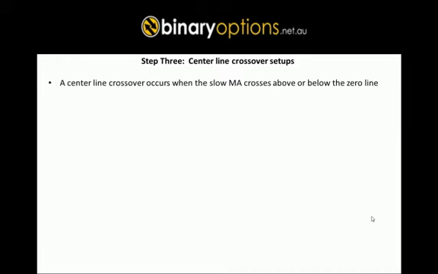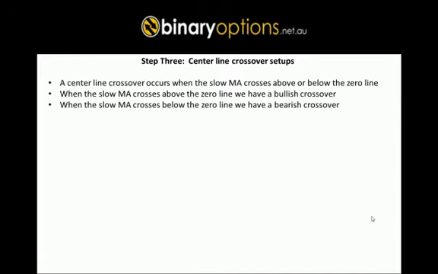It sounds simple, but it's not as simple as that. When the slow moving average crosses above the zero line, we have a bullish crossover. And when the slow moving average crosses below the zero line, we have a bearish crossover. The reliability of these signals depends on various factors.